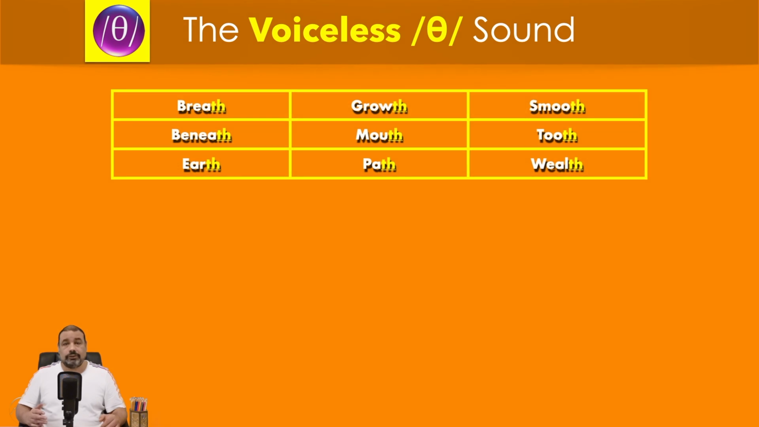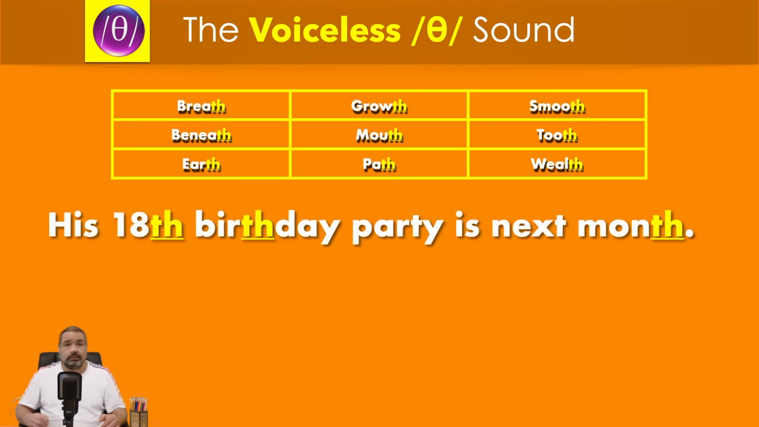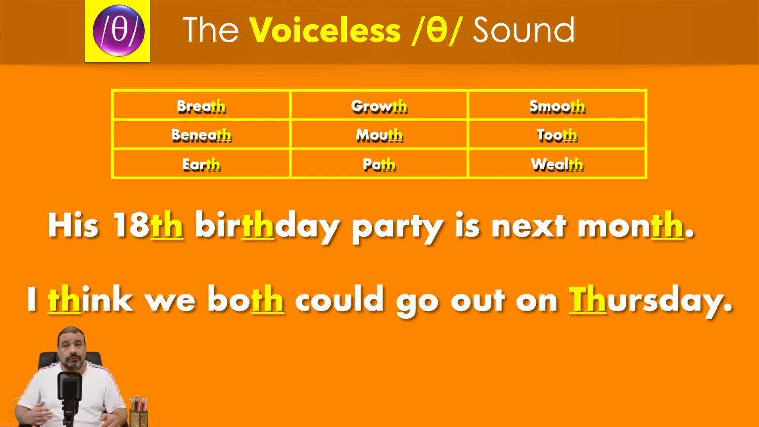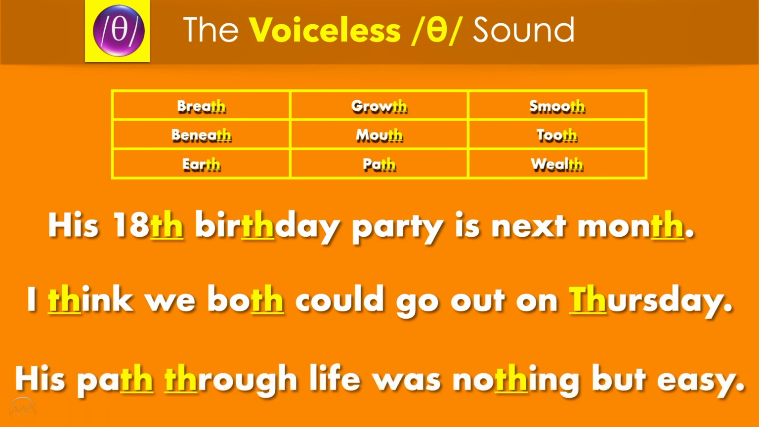Now, using the θ sound in spoken sentences we have: His 18th birthday party is next month. I think we both could go out on Thursday. His path through life was nothing but easy.